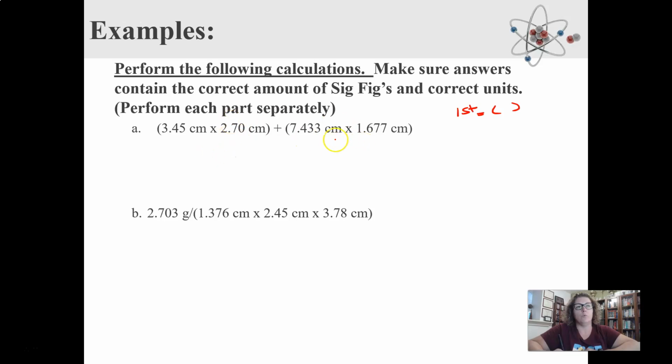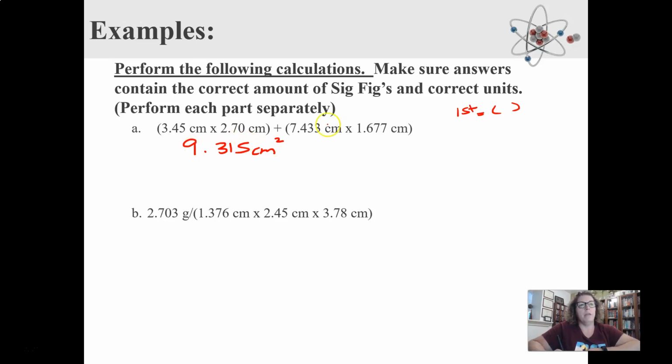And it doesn't matter which one you do because you have to do both of them. So this very first one, 3.45 times 2.70, okay? And I get a number, 9.314. And I have centimeters, but now I have centimeters times centimeters. So I have centimeters squared. And like I said, I'm not worried about sig figs or any of that to the very end.